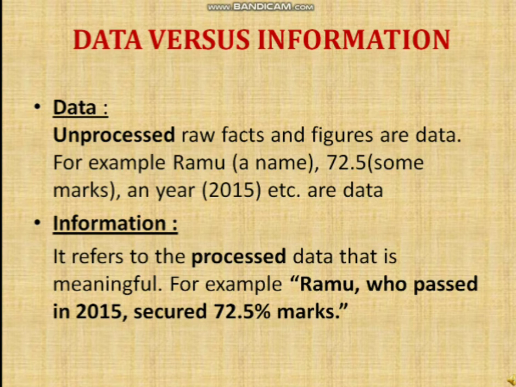According to the definition, data refers to unprocessed raw facts and figures, and information refers to processed data. As we can see in examples, they are quite related to each other. Let us take two examples to understand this concept. One is from daily life and another related to computer.